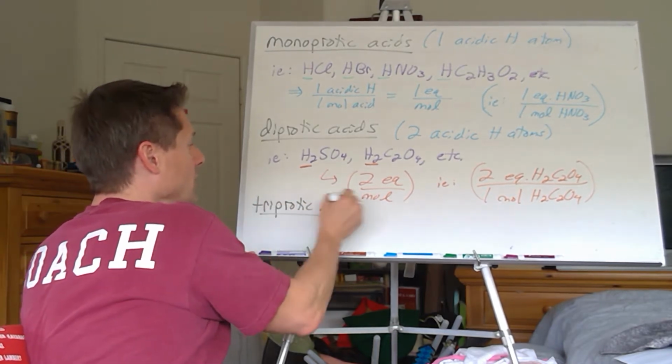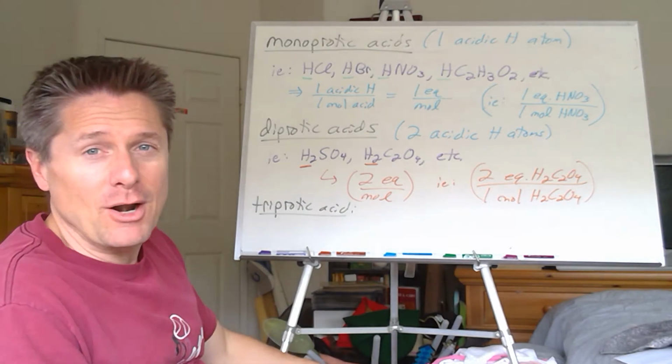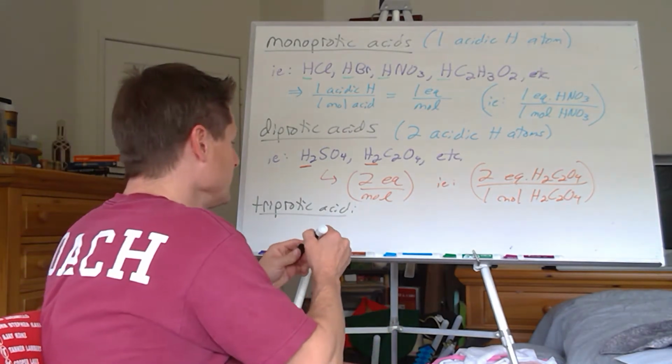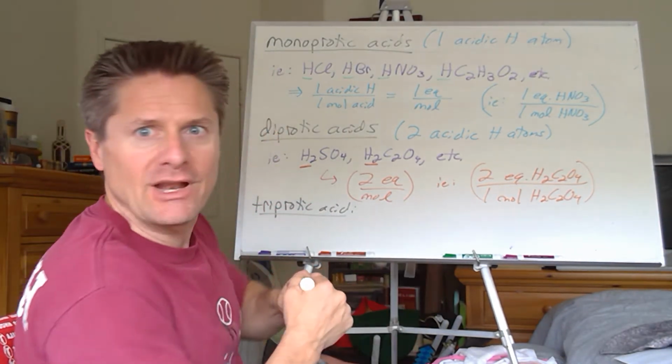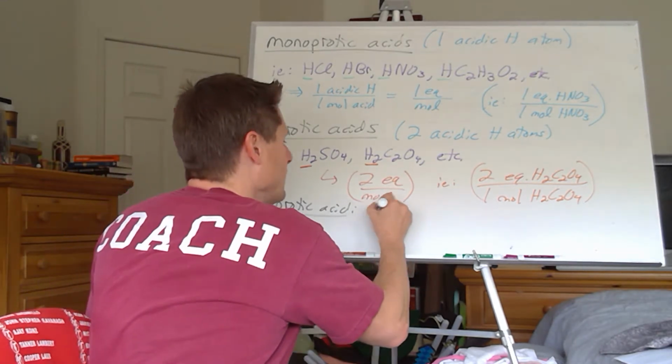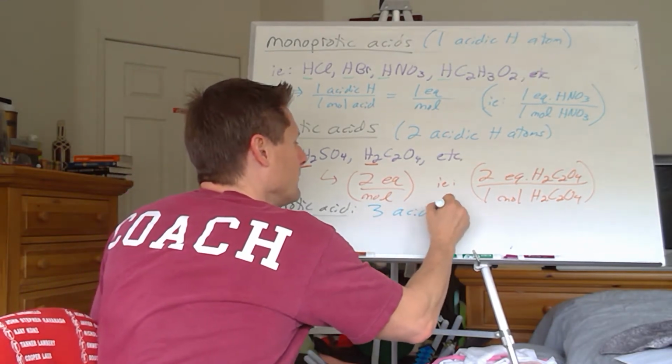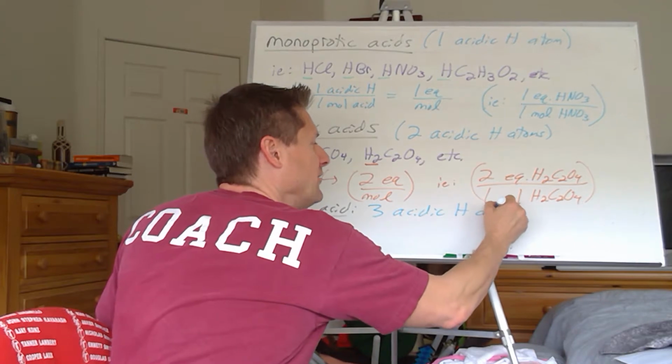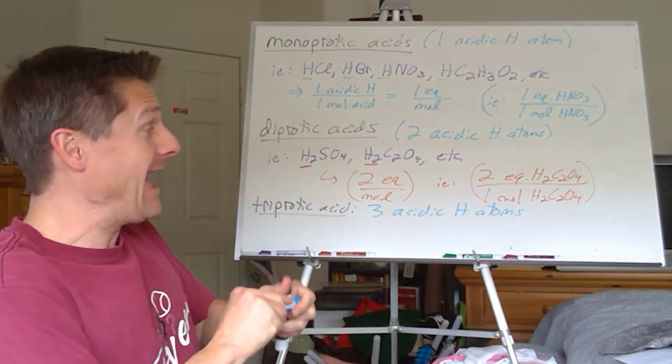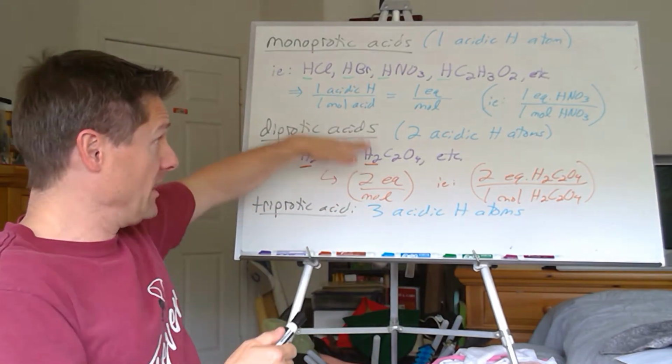Odds are you will not encounter any acids that have more than 3 acidic hydrogens. Right? So of course I just gave the answer. Tri is 3. So we have 3 acidic hydrogen atoms for triprotic acids. Not nearly as many as those here and here.